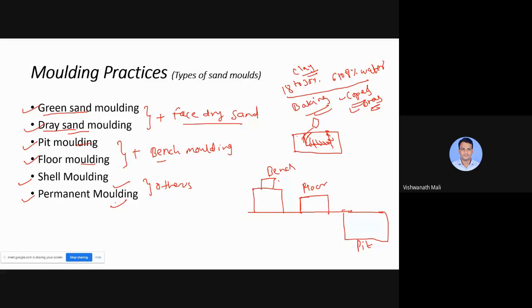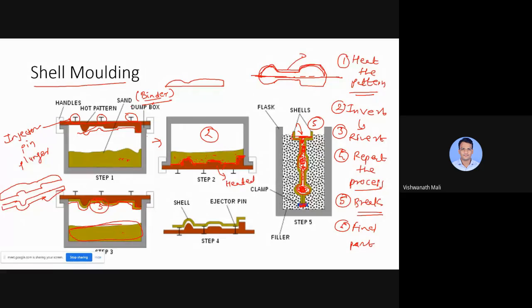What is shell molding? Here you can see the shell molding. This is our required shape. Let's suppose this is our required shape. So we prepare the metal pattern of this required shape, right? And we heat this metal pattern.